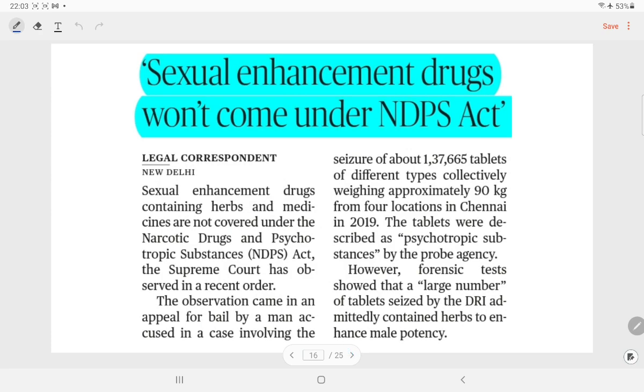So moving on with the next news. The next news is about the NDPS Act, which we all know was very much in the news recently. We will be discussing this in detail. The news is that sexual enhancement drugs won't come under the NDPS Act, as ruled by the Supreme Court. We all know that whenever a judgment related to social issues is delivered by the Supreme Court, it becomes important for us in prelims.